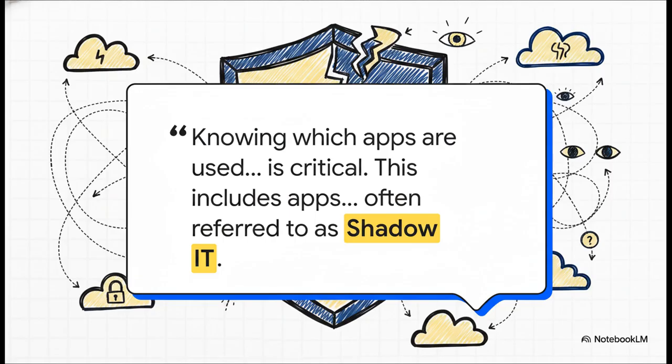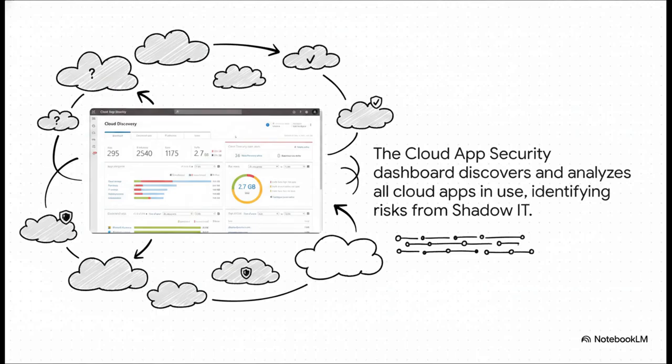Employees are constantly signing up for new cloud apps without getting approval. It's called shadow IT, and every single one of those apps is a potential blind spot, a potential vulnerability. So the very first step is to turn on the lights. A dashboard like this one can shine a light on all that shadow IT. It analyzes your network traffic, finds every single cloud app that people are using, and then helps you figure out which ones are risky so you can decide what to do about them.